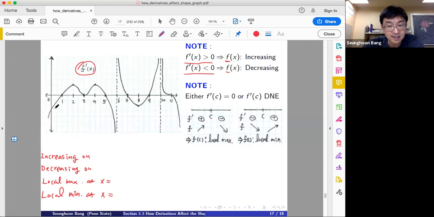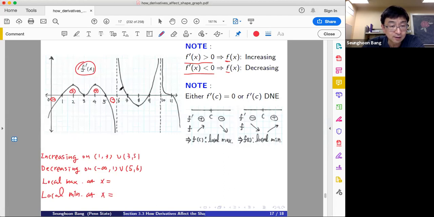Below the x-axis, decreasing. Above the x-axis, increasing. Here this one is negative. What does it mean? x is less than 1, f prime of x is below the x-axis, a negative number, so we have decreasing on negative infinity to 1. From 1 to 3, above the x-axis, positive, increasing. From 3 to 5 also positive, increasing. From 5 to 6, below the x-axis, negative, decreasing.